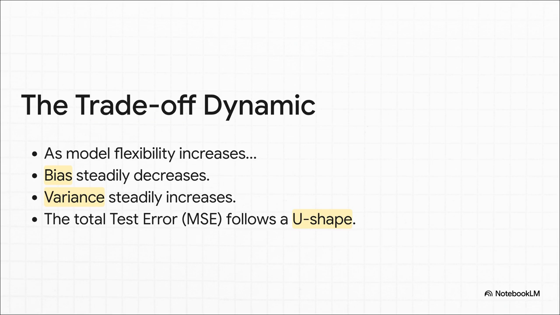So just think about that push and pull for a second. As you make your model more flexible, more complex, its bias is always going to go down, but its variance is always going to go up. That's the trade-off. You can't have your cake and eat it too. And it's this amazing tension that creates that signature U-shape in our test error.